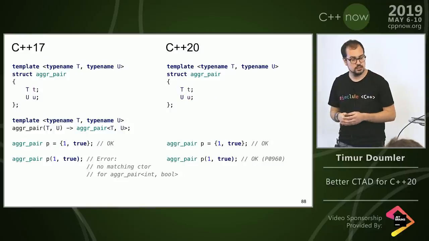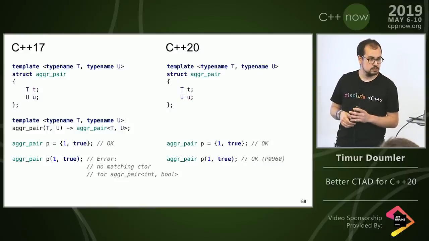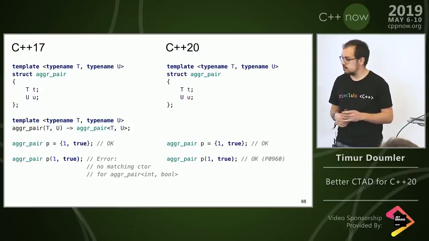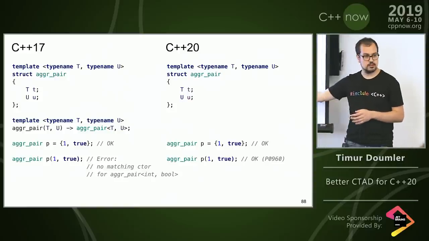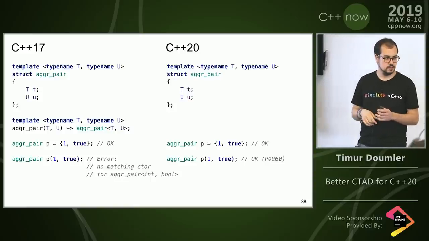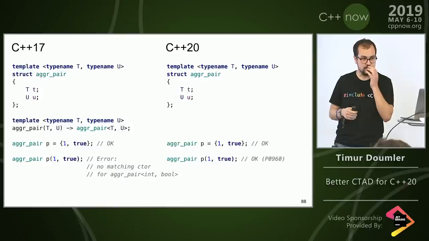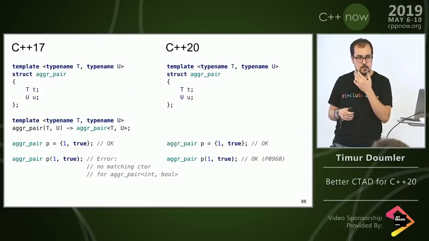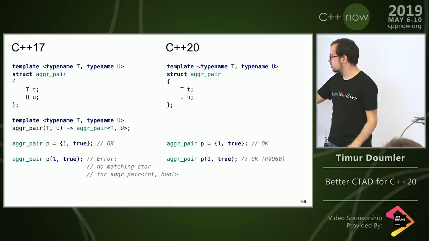Does it work for in place as well in vector? Yes. What do you mean? No. So this will not call initializer list constructors. If you had a vector of aggregate pair, and then you did vector.emplace. Yes, this is the whole point.